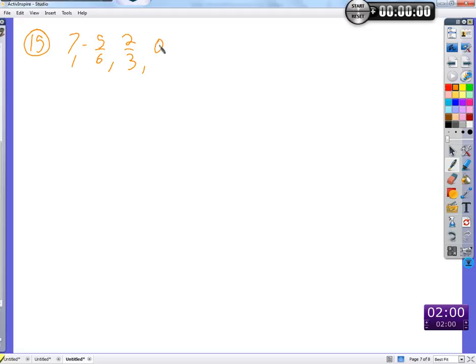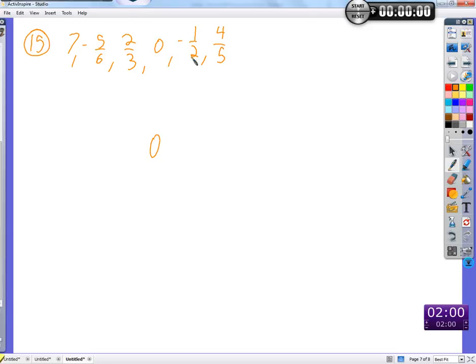Five, six, two, three, zero. Right there in the middle, we can do our negatives on the left and our positives on the right. Here are our negatives, negative 5/6 and negative 1/2. Which one is further to the left of 0, negative 5/6 or negative 1/2?